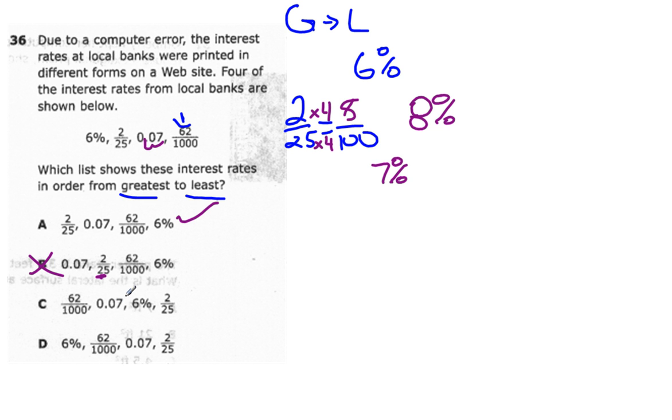What are we looking for? Oh yeah, 8% to come first. This one has 8% at the end, so that can't be it. This one has 8% at the end too, so that can't be it. That really only leaves answer A.